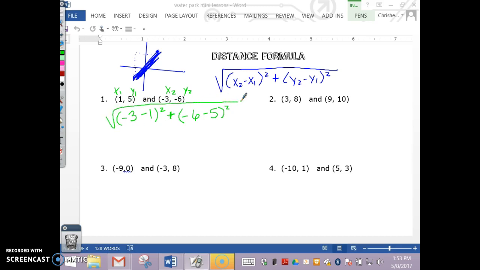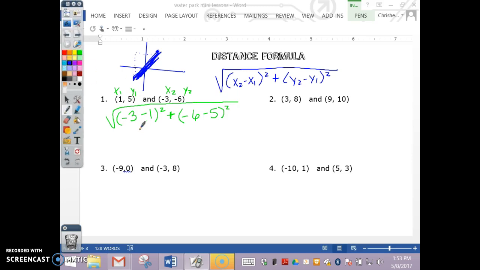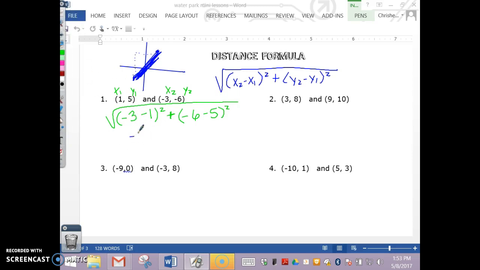So we've got to follow order of operations. We've got to follow PEMDAS. So parentheses first. Negative 3 minus 1 is negative 4. Negative 6 minus 5 is negative 11. Now we'll square them. Squaring is always positive, and negative times a negative is a positive. So this becomes 16 and 121. Add those together for a total of 137.